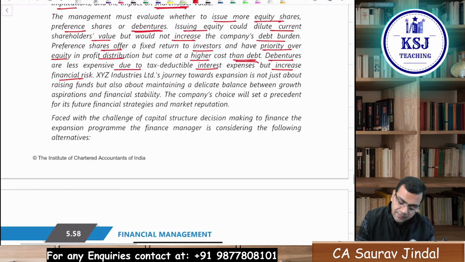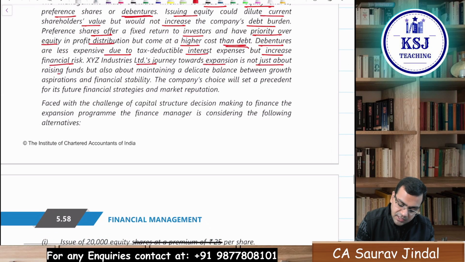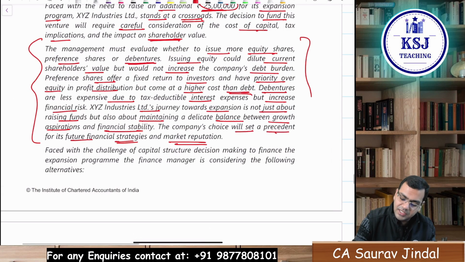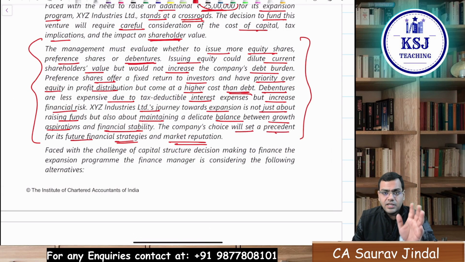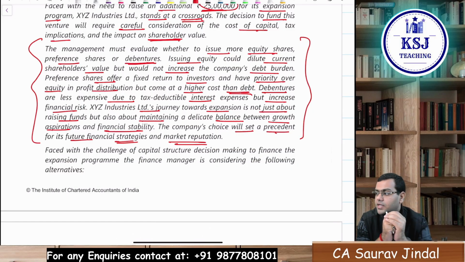The debentures are less expensive due to the tax deductible interest expense but increase the financial risk of the company. XYZ Industries Limited's journey towards expansion is not just about raising the funds but also about maintaining a delicate balance between the growth aspirations and financial stability. The company's choice will set a precedent for its future financial strategies and the market reputation. All this is what? All this is a story. The crux of that story is that for raising this 25 lakhs of additional amount, you can use either equity shares or preference shares or debt. That's the crux of the story.